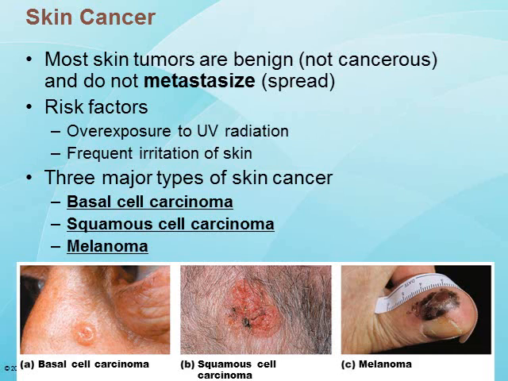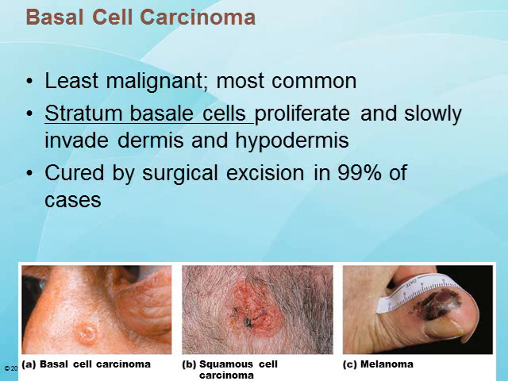Okay. So there are three major types of skin cancer. Once we call it cancer, those are the spreading ones. Okay. So the basal cell carcinoma, squamous cell carcinoma, and melanoma, as the three pictures show here. The basal cell carcinoma, the one here, is the most common and least malignant, normally coming from the stratum basale cells. Those cells proliferate and slowly invade the dermis and also the hypodermis, so it may go deep.